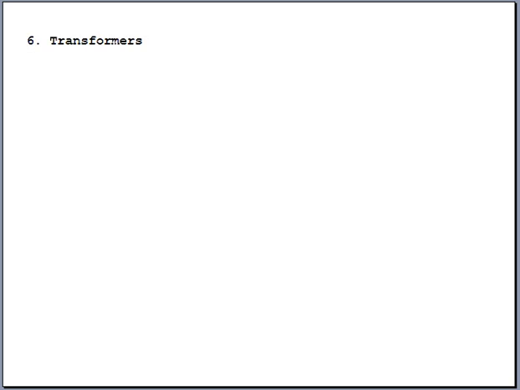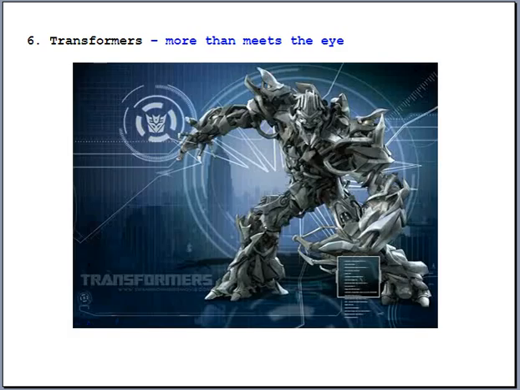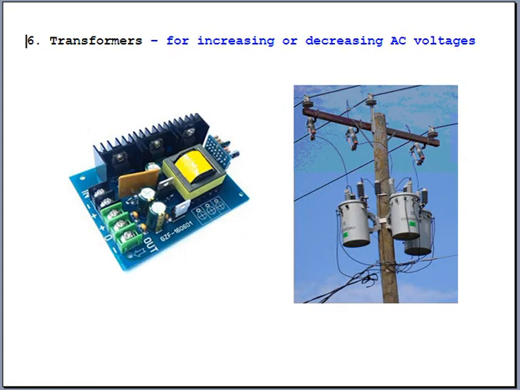So transformers, the first thing that comes to mind might be robots in disguise. Like, wow, okay, that's kind of cool. But no, not the transformers we're talking about. We're going to be talking about these transformers. They can be very, very small, like this yellow one here on this circuit board, or very large, like the ones that you'll see hanging on telephone poles for power distribution. And their job is to actually change voltage levels. They can make voltages larger or smaller.